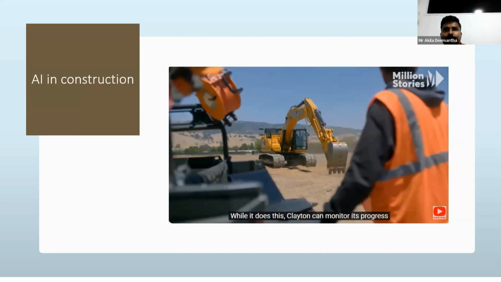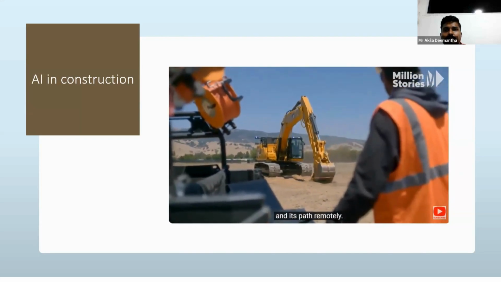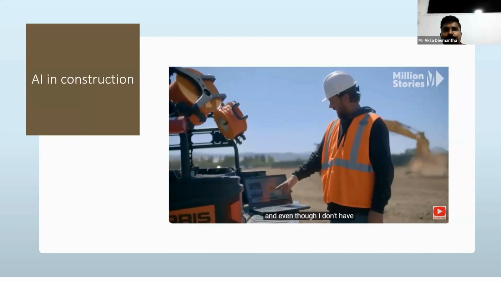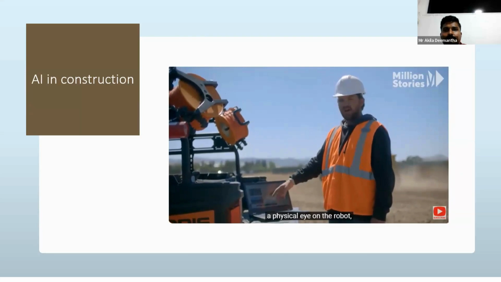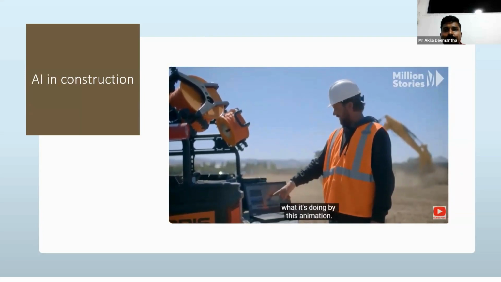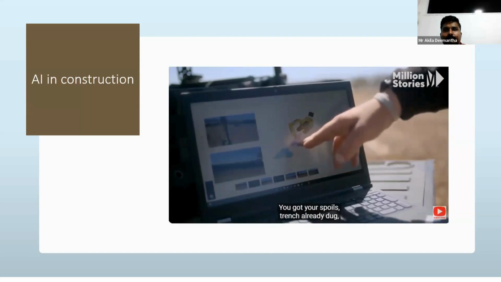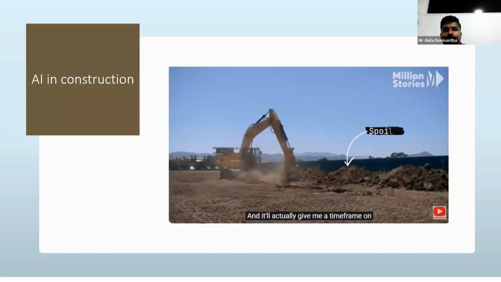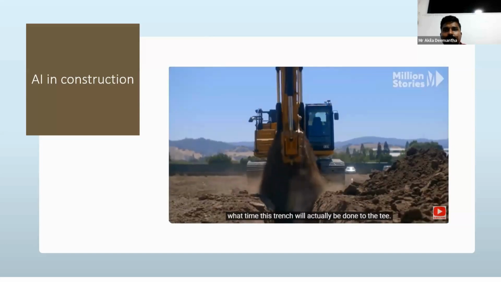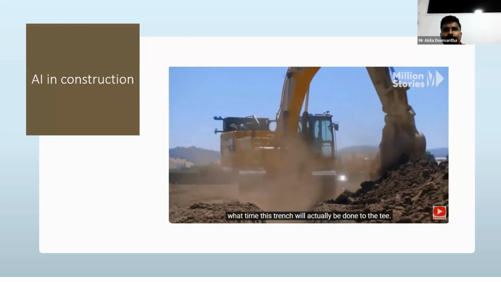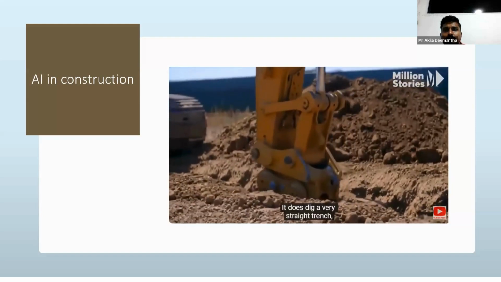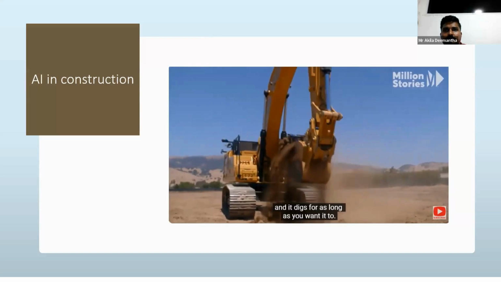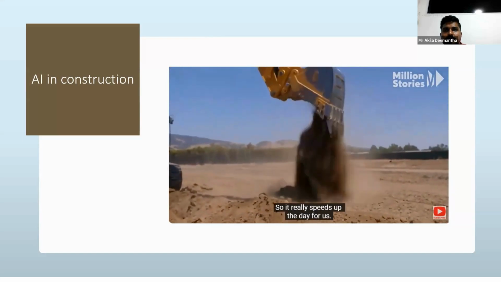While it does this, Clayton can monitor its progress and its path remotely. Here I have a full 360 view on all cameras, and even though I don't have a physical eye on the robot, I can always see exactly what it's doing by this animation. You've got your spoils, your trench already dug, where your spoils are going, and where you're actually going to dig as well. And it'll actually give me a time frame on what time this trench will be done to the T. It does dig a very straight trench, and it digs it to the depth that you want it to, and it digs for as long as you want it to, so it really speeds up the day for us.